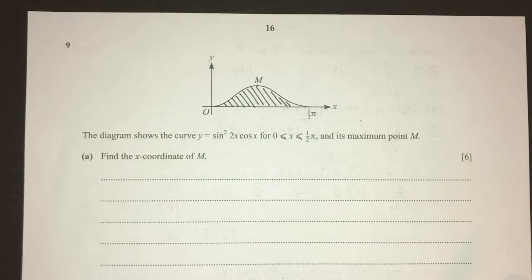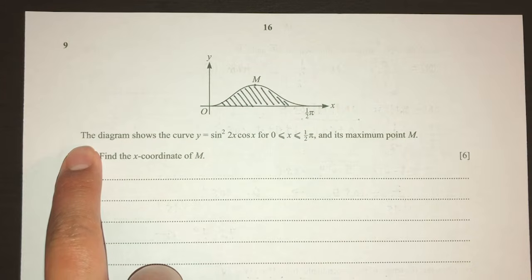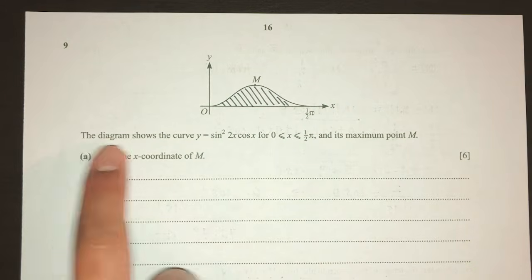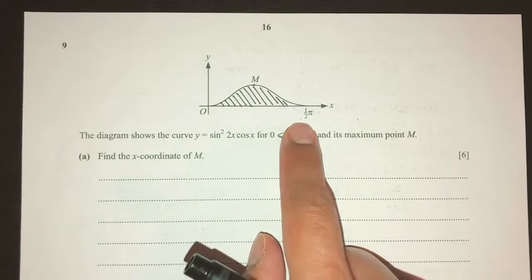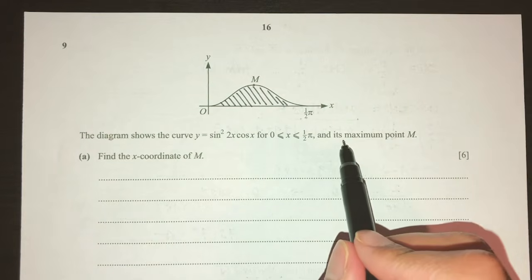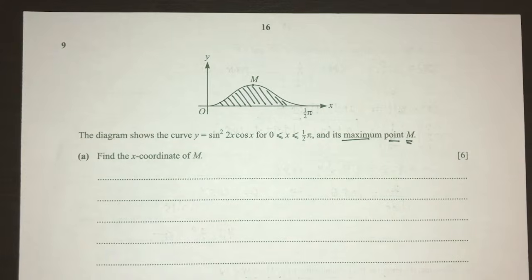Now let's move on to question number 9. So we have to solve this equation. Let's see what we have to solve. The diagram shows the curve y between those two values, 0 and half pi, and it has a maximum value at point M. This is the maximum value of this equation.